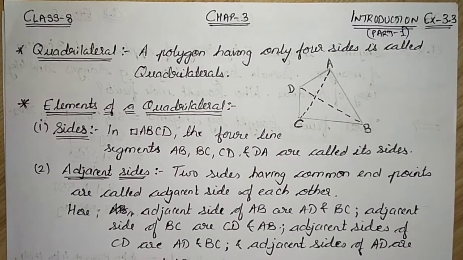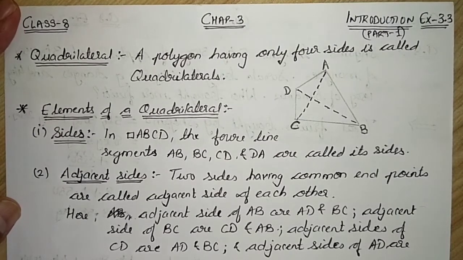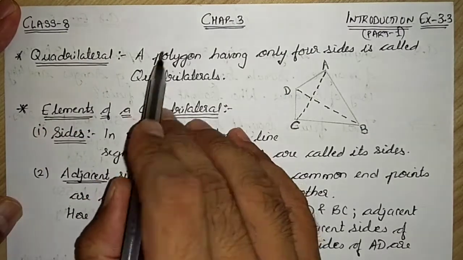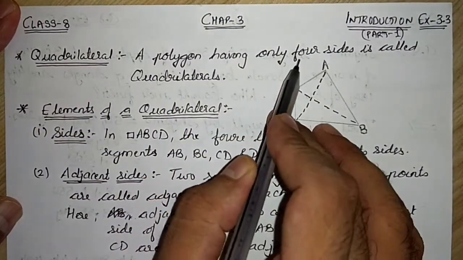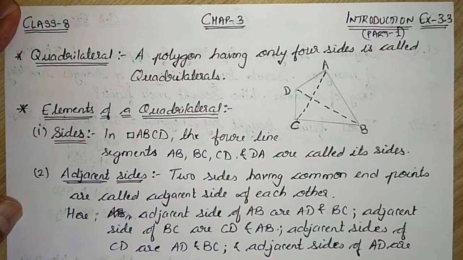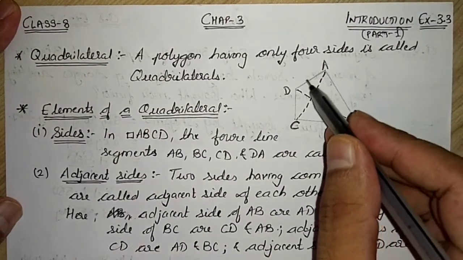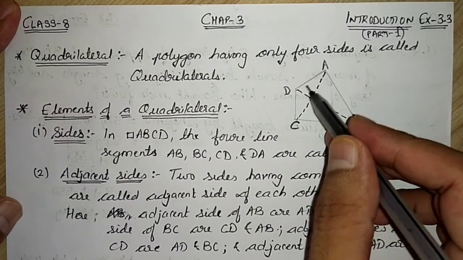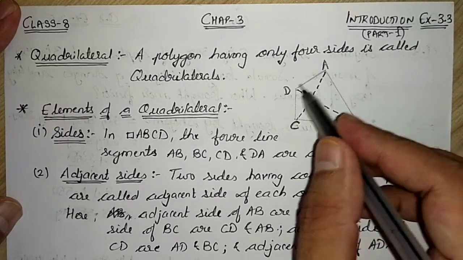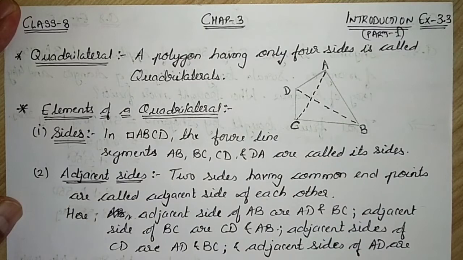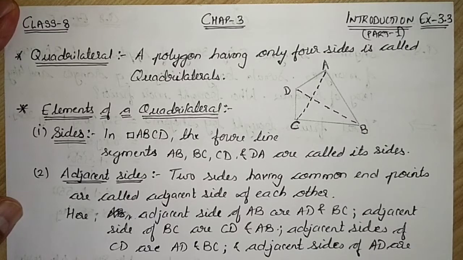So let us start. We are going to first understand the definition of quadrilateral, which I have already discussed. A polygon having only 4 sides is called a quadrilateral. Here I have drawn for you A, B, C, D, with 4 sides AB, BC, CD and DA. It is called quadrilateral ABCD. Now let me discuss the elements of a quadrilateral so that you are familiar with them, which is very important for solving.